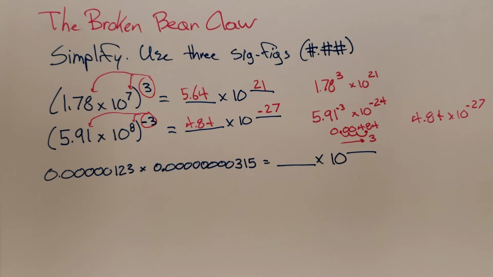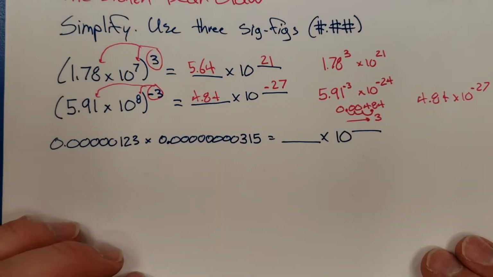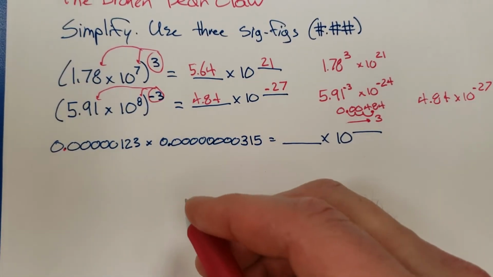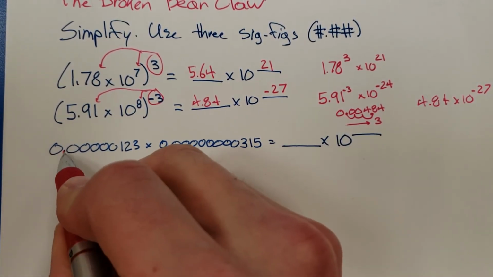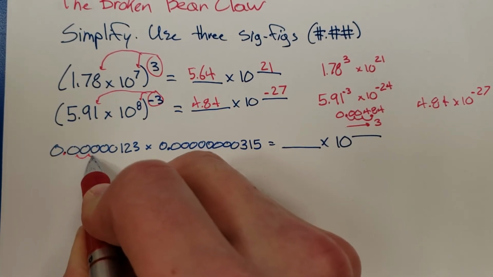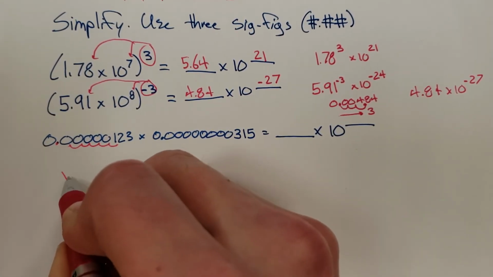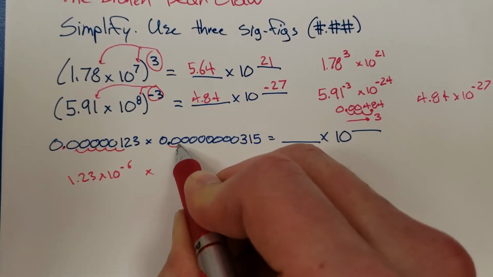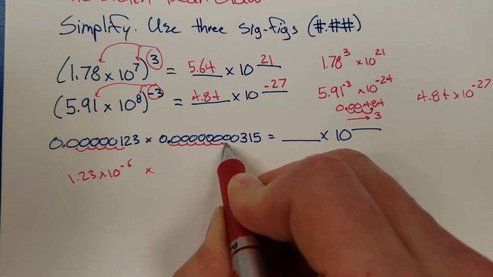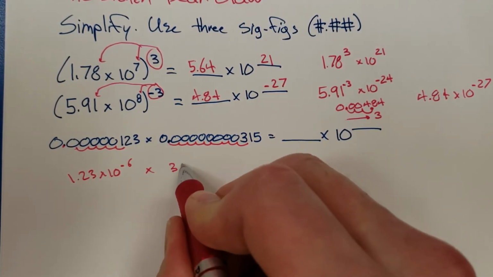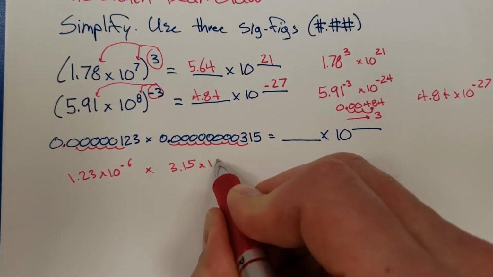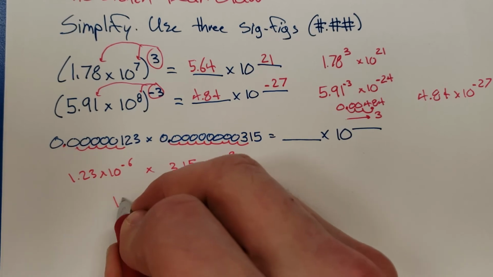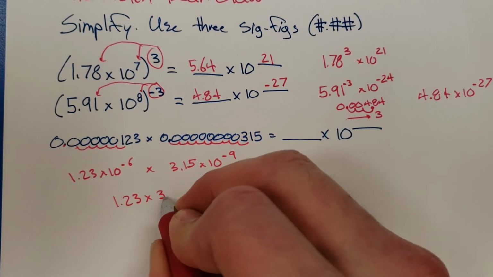Speaking of doing it by hand or helping yourself out with a calculator, just for a nice little reference, it wouldn't be bad if you had some decent scientific notation skills. So here we go. This would be 1.23 times 10 to the -6 times 3.15 times 10 to the -9. All right, so big kids multiply, little kids add. So let's do 1.23 times 3.15.